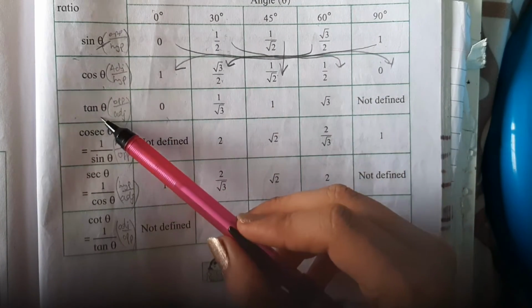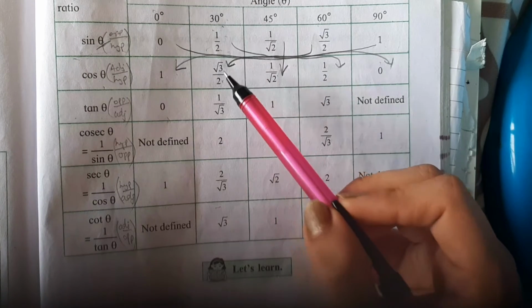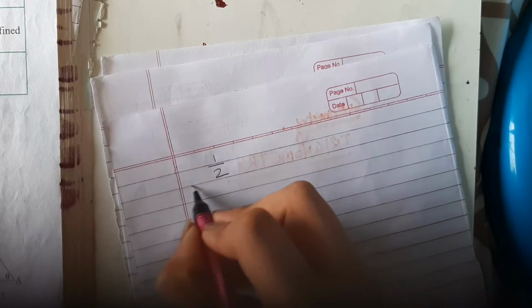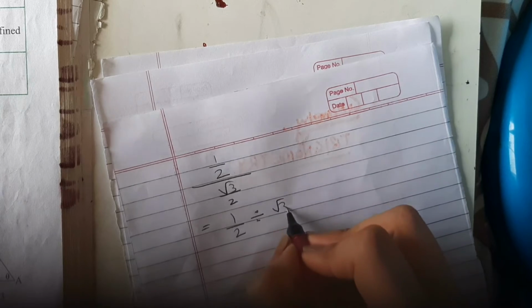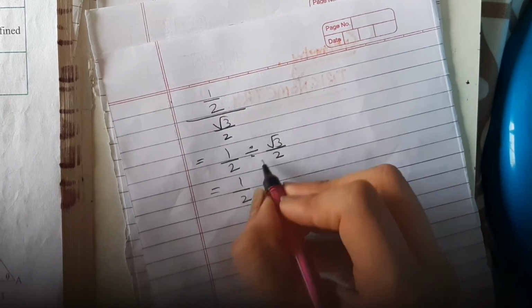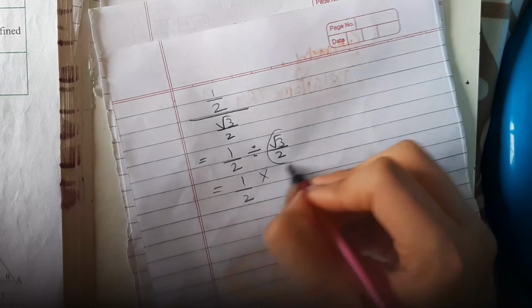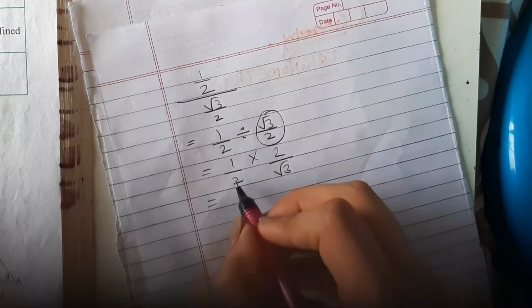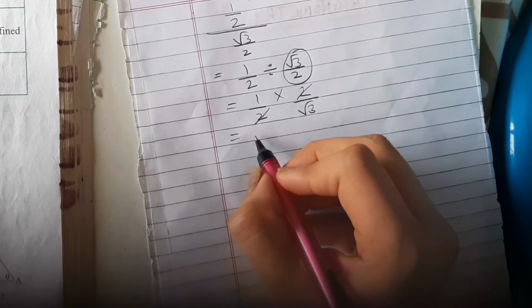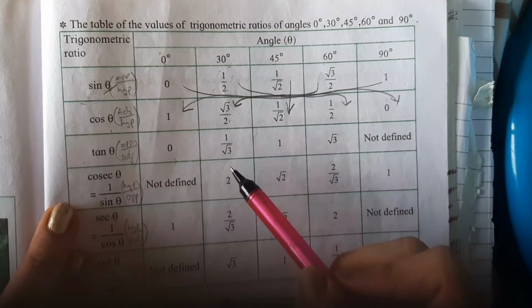Now what is tan 30? Tan 30 is sine 30 upon cos 30. So it is half divided by root 3 by 2. We will take the reciprocal: if we change the sign of division to multiplication, then we need to reciprocal the second term. Reciprocal means flipping it, so it will be 2 upon root 3. Now 2 gets cancelled because here it is multiplication. So we are left with 1 by root 3. So tan 30 becomes 1 by root 3.